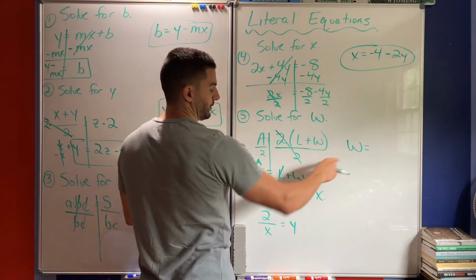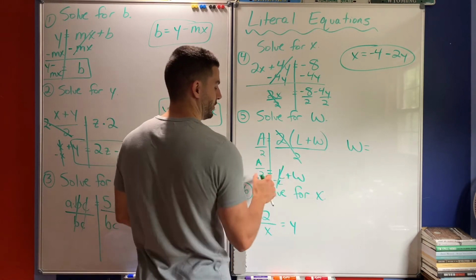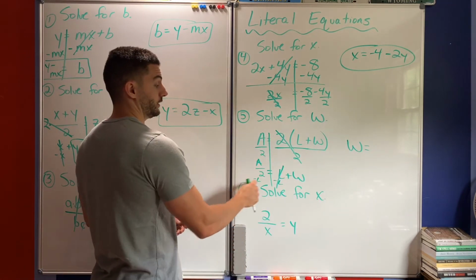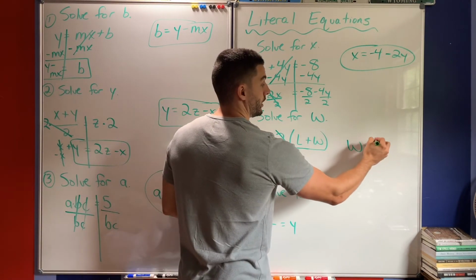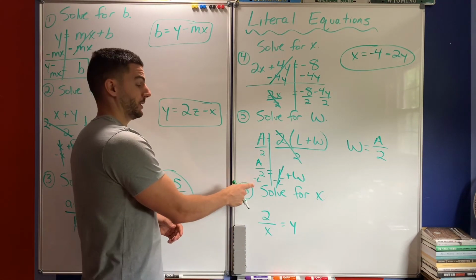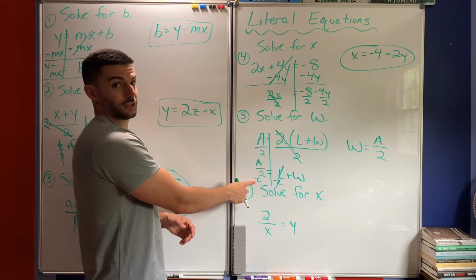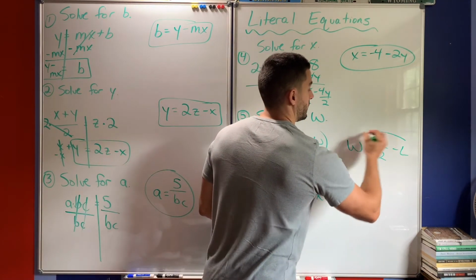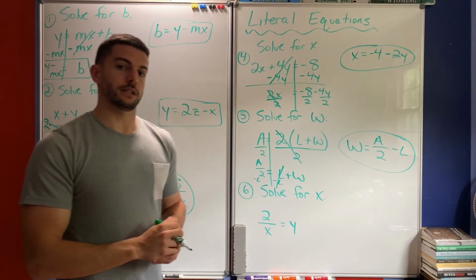Cancels. I have W, and I'm kind of switching the side that it's on with the equal sign, and that's fine. But the answer is just going to be all that's over here. Okay, so think about it. It was A over 2 that was already over there, but I also minused L from both sides here at the end. So it's going to be A over 2 minus L.